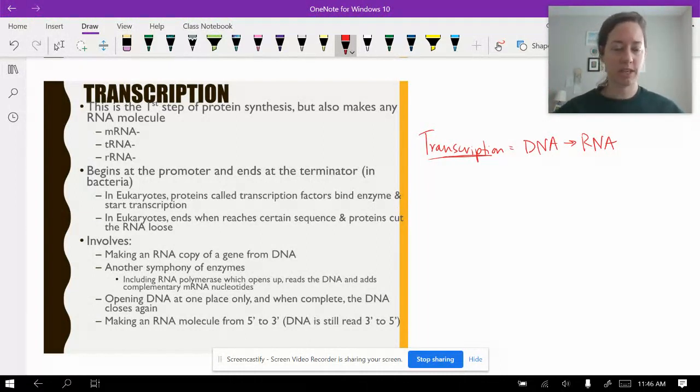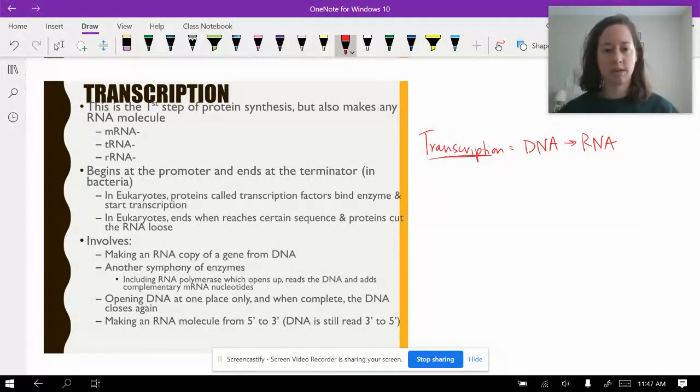Okay, then also on the slide are the different types of RNA. I already wrote them on the slide above, so I'm not going to write them again. You can rewind me if you need to. The process of transcription begins at the promoter and ends at the terminator. This is in prokaryotic organisms.